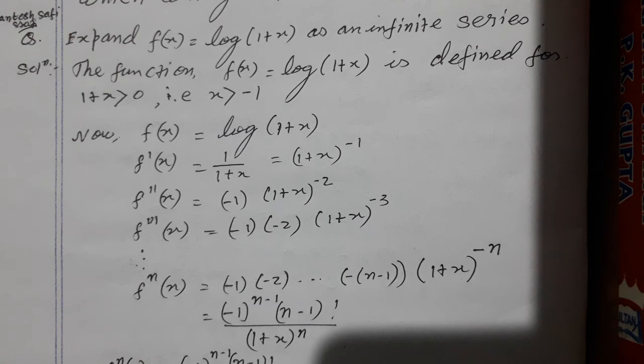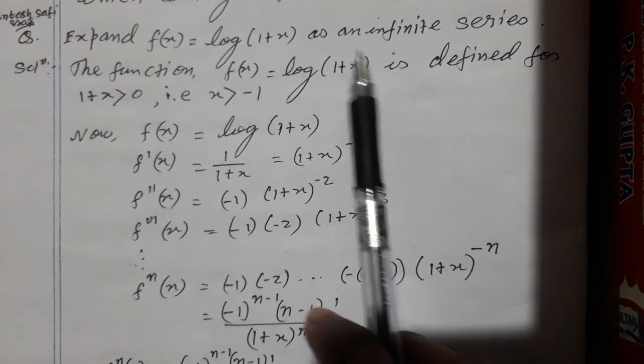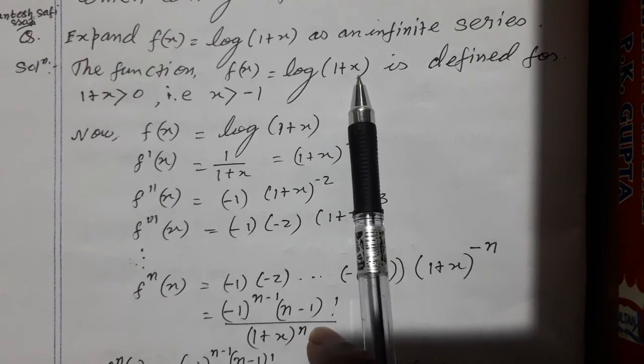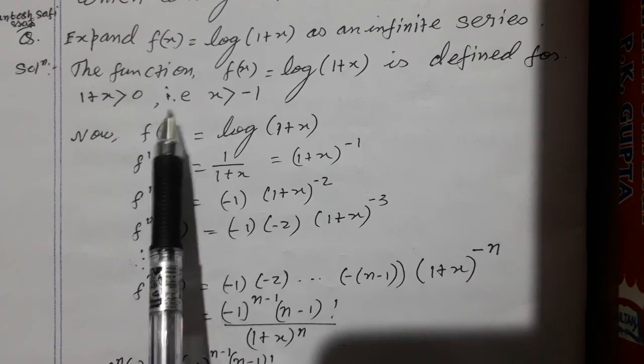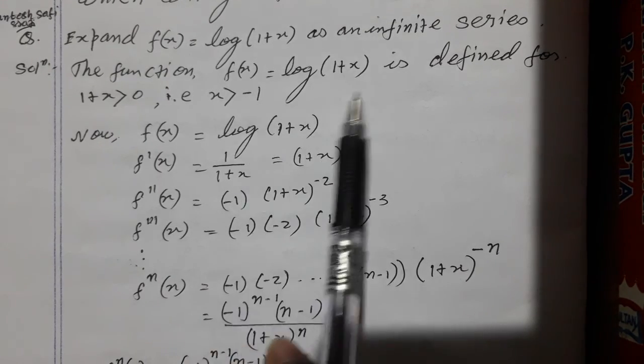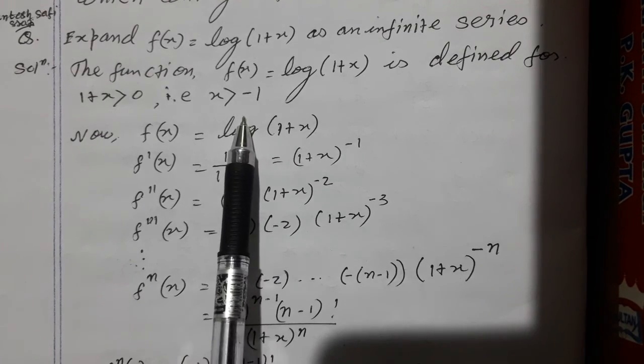In this video, I'm going to explain how to expand log(1 + x) as an infinite series. When we look at any log function, whatever is inside the log will always be positive, since the log function is defined for positive numbers. Here we have taken the function f(x) = log(1 + x). This is defined only if 1 + x is greater than 0, so we get x is greater than -1. So this log function is defined only when x is greater than -1.